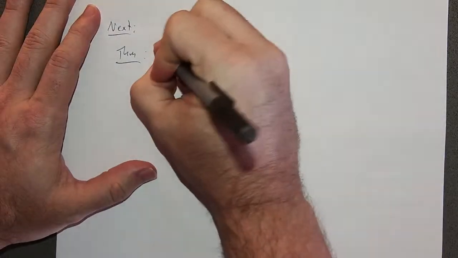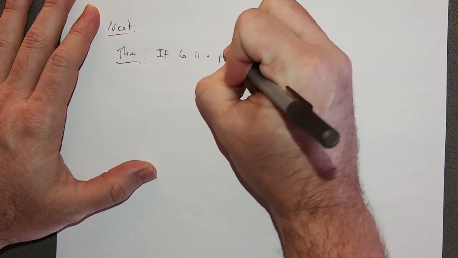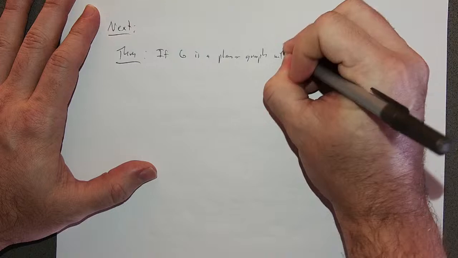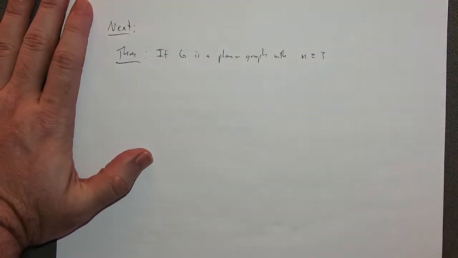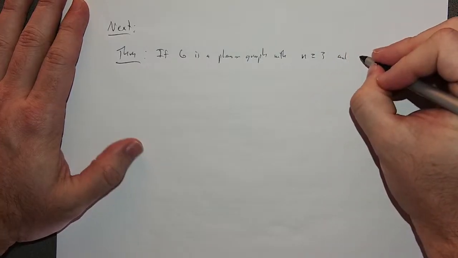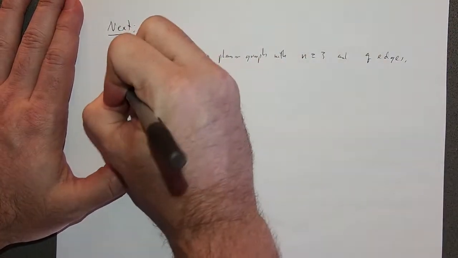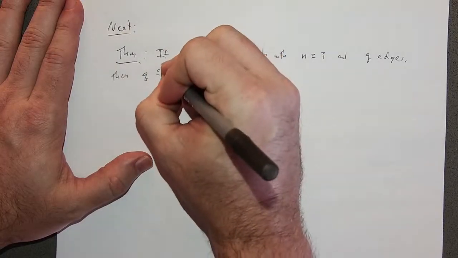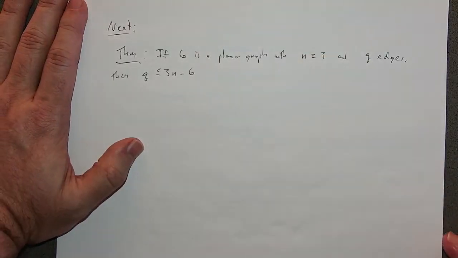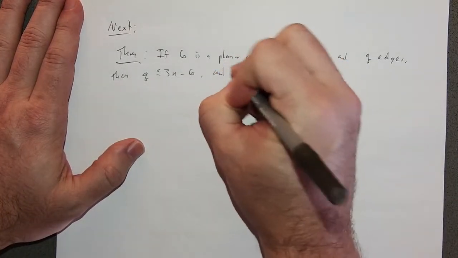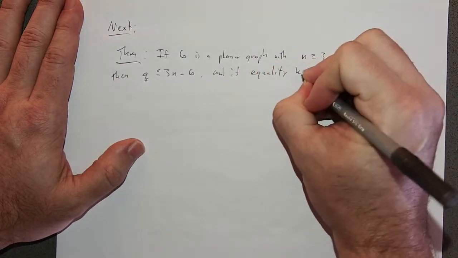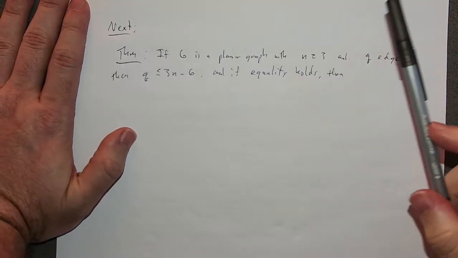Okay. Next, we have the following theorem that is related to Euler's formula, which is: if G is a planar graph with at least 3 vertices and q edges, then q is less than or equal to 3n minus 6, and if equality holds, then every region is bounded by 3 edges.